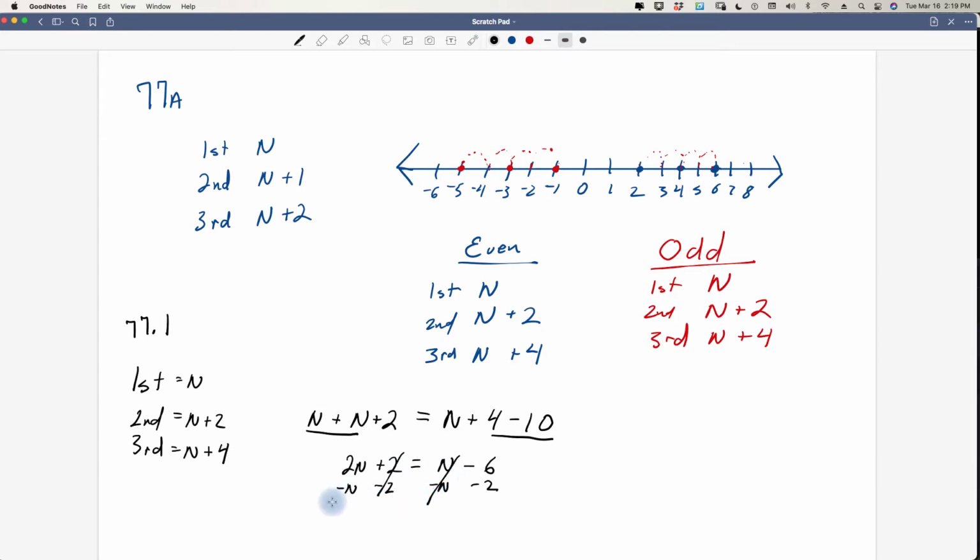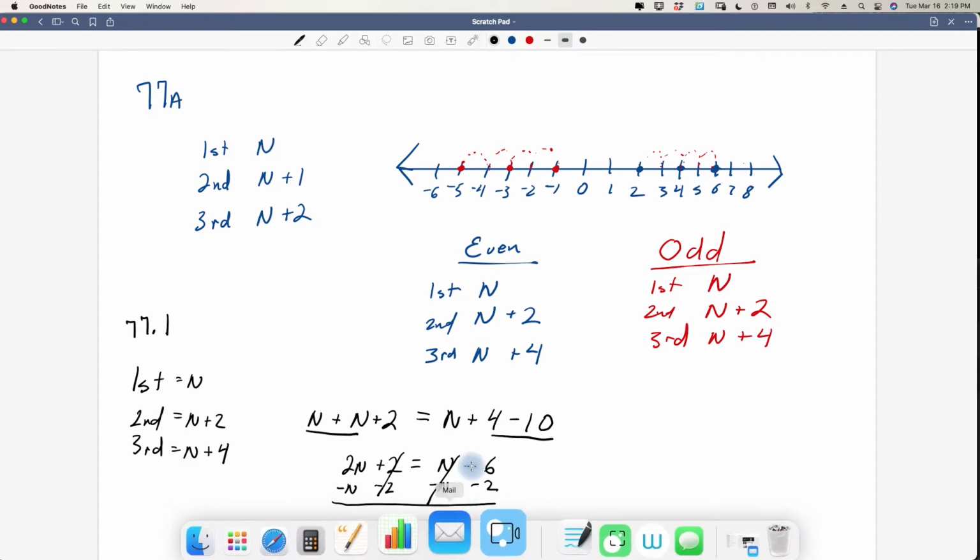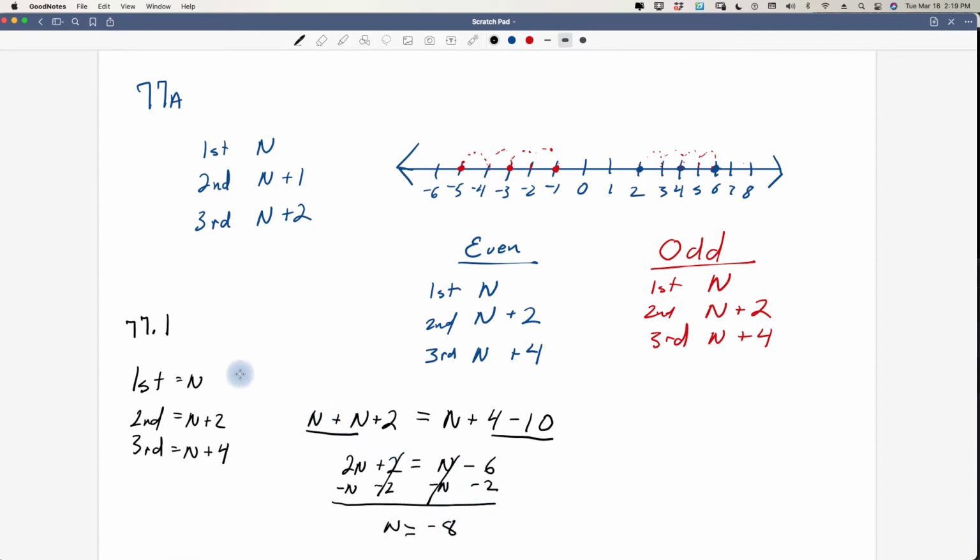Cancels, that cancels. We have n equals -8. Very good. All right, -8. So our first n is -8. That means that n plus 2, -8 plus 2 is -6. Remember, this is a positive 2. Just because it's a negative, we don't change the rules and go backwards. We take care of this the way it is written.